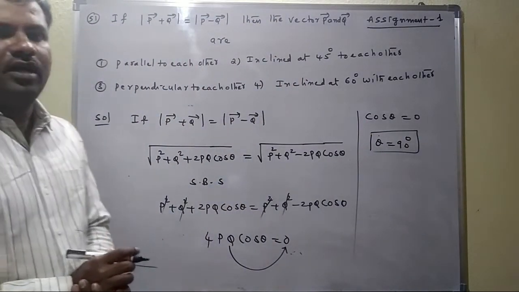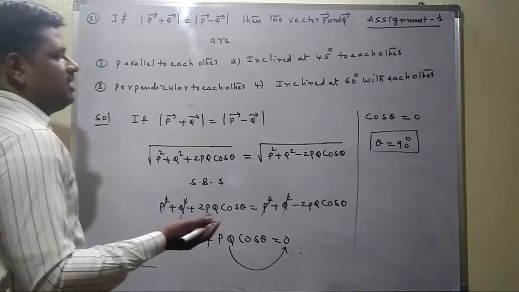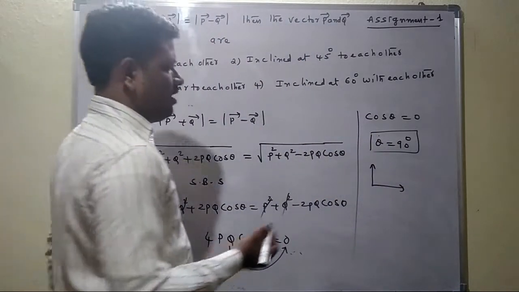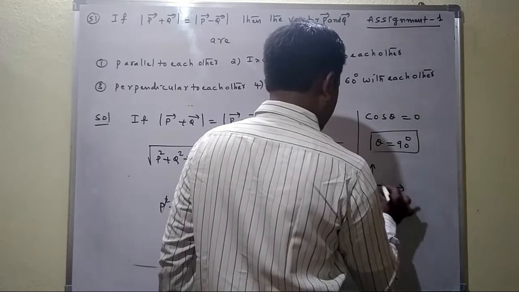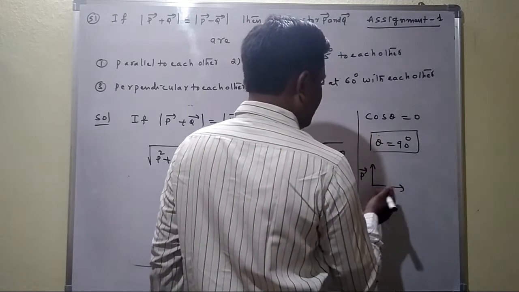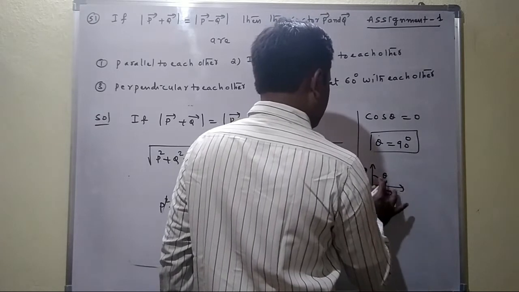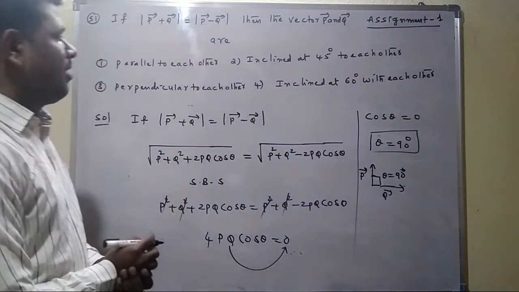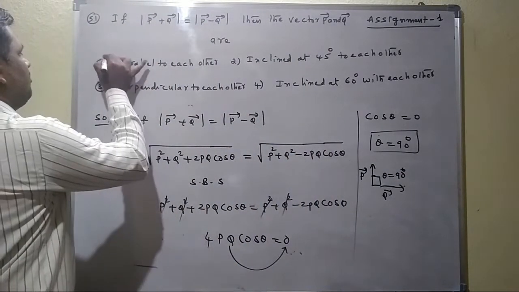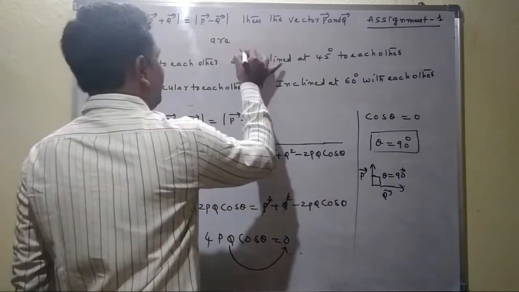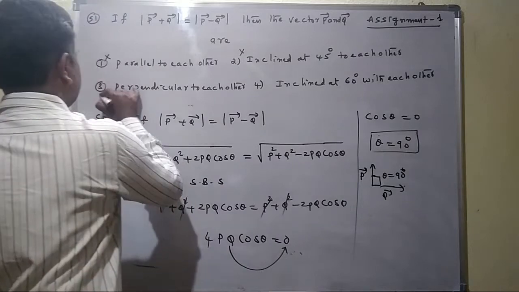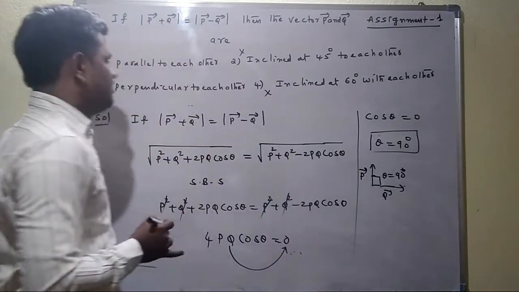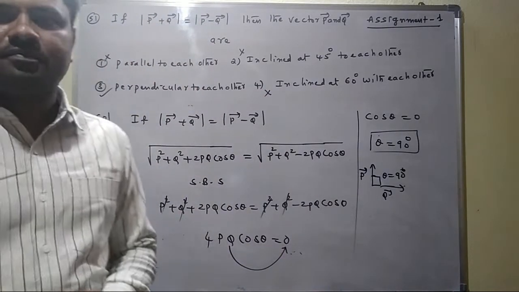What is the meaning of theta equal to 90 degrees? Theta is the angle between A bar and B bar, or here the two given vectors, P bar and Q bar. So theta is the angle between P bar and Q bar, which is 90 degrees. 90 degrees means P bar and Q bar are perpendicular to each other. The first option, parallel to each other, is not correct. Inclined at 45 degrees is also not correct. The third option, perpendicular to each other, is correct. The fourth option, inclined at 60 degrees, is also wrong. So the third option is correct here.